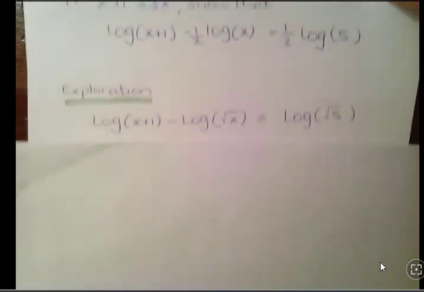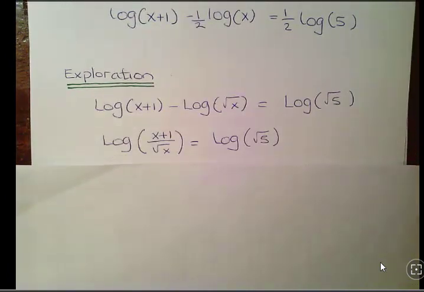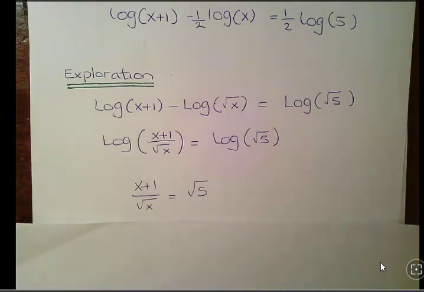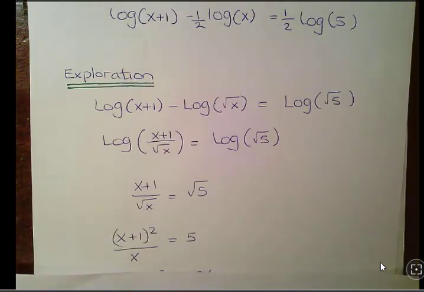Let's just take that down a bit. What I'm going to do there is apply some of the usual rules of logarithms. In this case, log of x plus 1 minus log of square root of x, just rewrite that as x plus 1 over the square root of x, and that is still equal to the log of the square root of 5. So that means that x plus 1 over the square root of x equals the square root of 5. Okay, and what we can do here is then square both sides. So x plus 1 squared over x equal to 5.